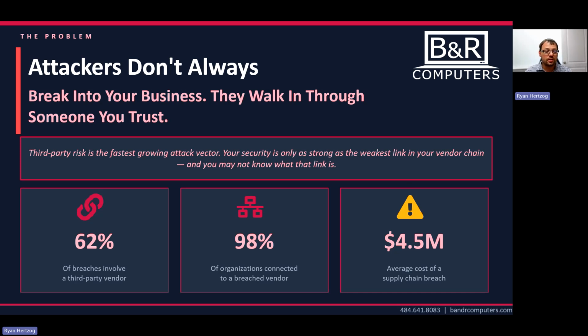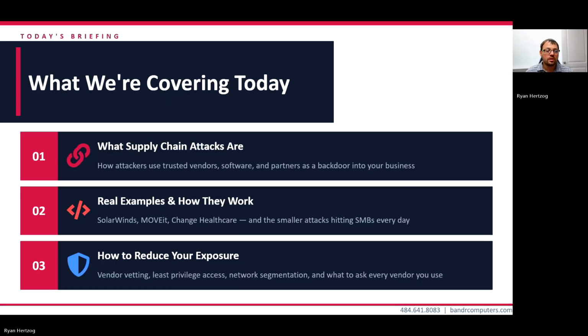So it's critical that not only are you protecting your business, but you are asking your vendors how secure they are. 62% of breaches involve a third-party vendor. 98% of organizations are connected to a breached vendor. Almost all organizations have a connection to a vendor that's already been breached in the past. And $4.5 million is the average cost of a supply chain breach. What we're covering today is what supply chain attacks are, real examples and how they work, and how to reduce your business's exposure.